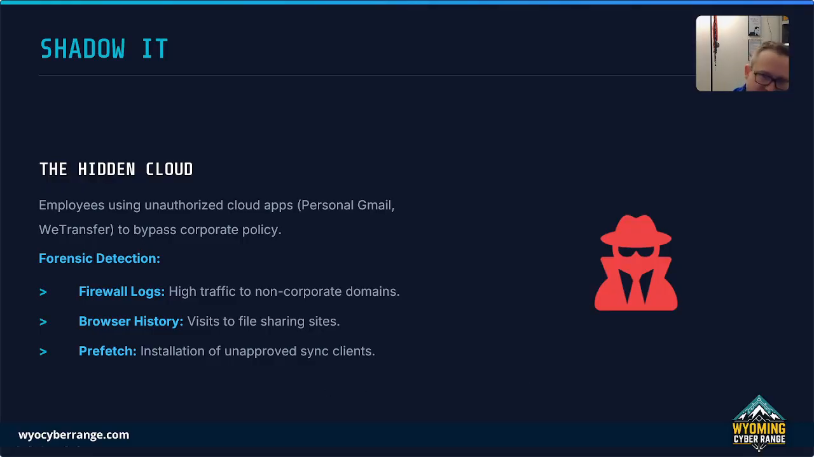Finally, we need to consider things like shadow IT. This is the hidden cloud. This occurs when employees use unauthorized cloud apps like Gmail or WeTransfer to bypass things like corporate security policies. This is normally going to lead to data leaks. Now, we need to detect shadow IT by checking for local artifacts. We can check their local firewall logs, the browser history, or the prefetch files for all of these different things.